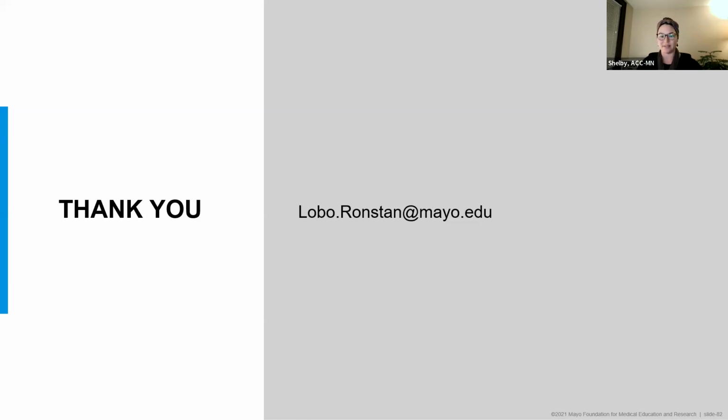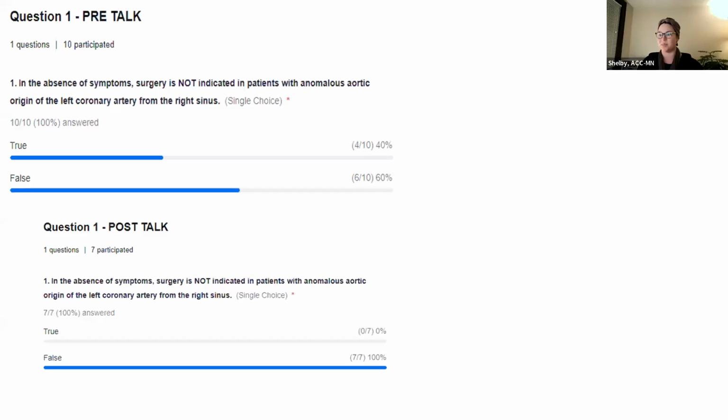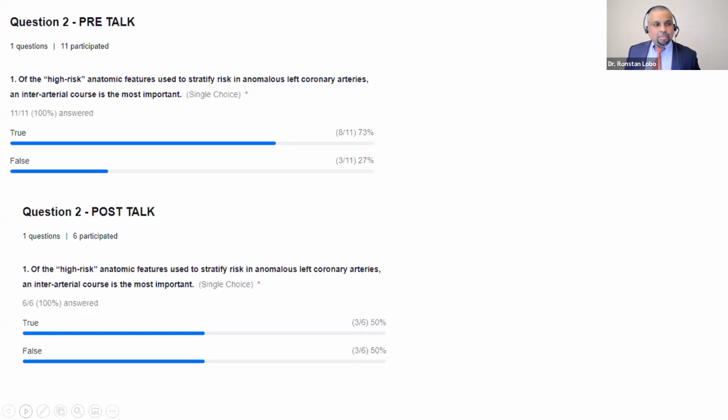I have a little comparison here so you can see the difference between the pre-talk questions and the post-talk questions. So here we are on question 1. I'd say that's pretty successful. I agree. And here we are on question 2. There's some change, but it still appears to be a 50-50 in the second question.